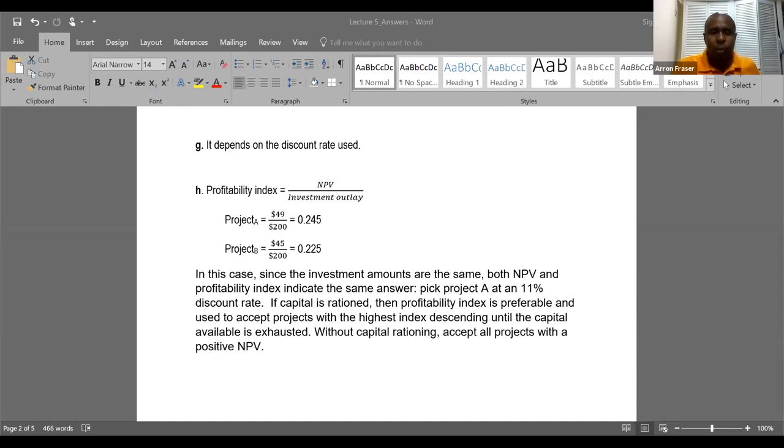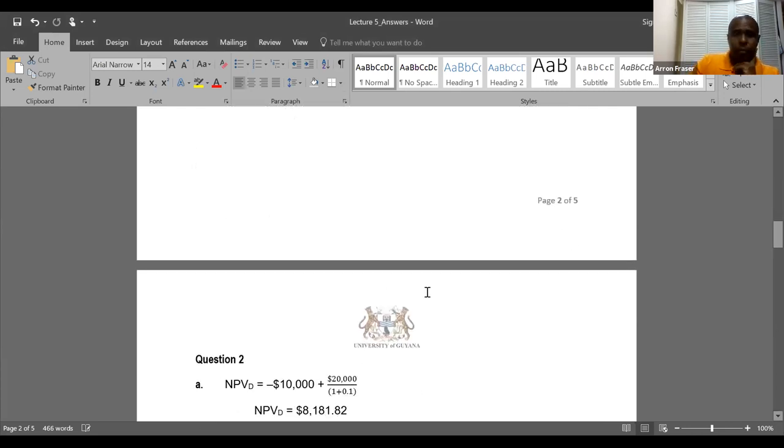So let's move to question two. So here we calculate, right, we're looking at projects D and E. And we assume the projects are mutually exclusive and that the opportunity cost of capital is 10%. And we're given a table below. And we're asked to calculate the profitability index of each project and then show how the profitability index can be used to select the superior project.